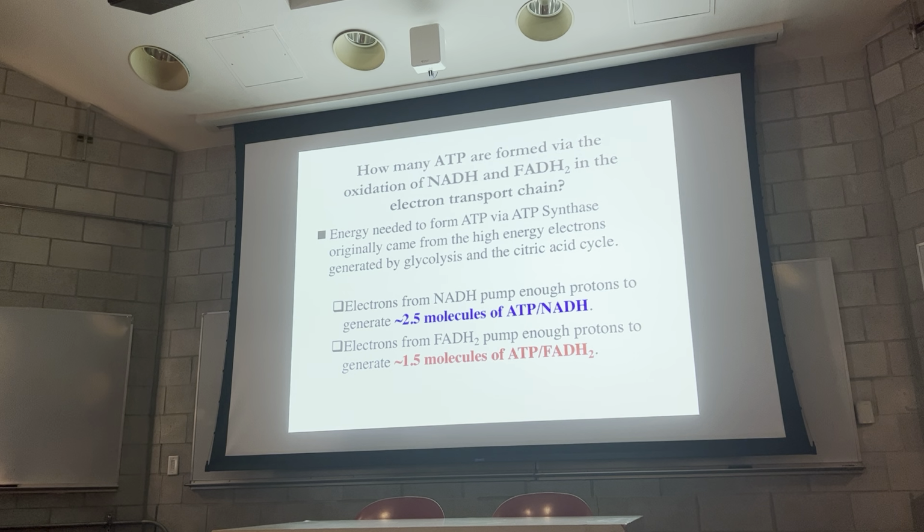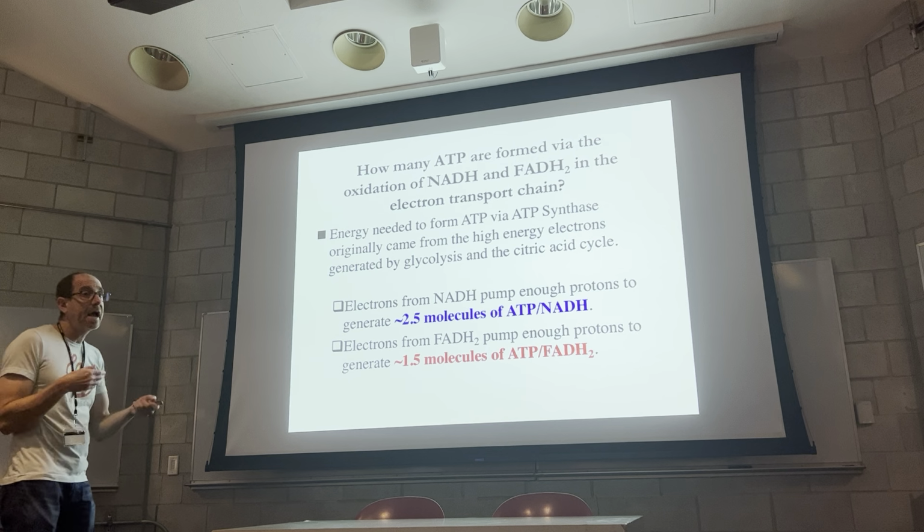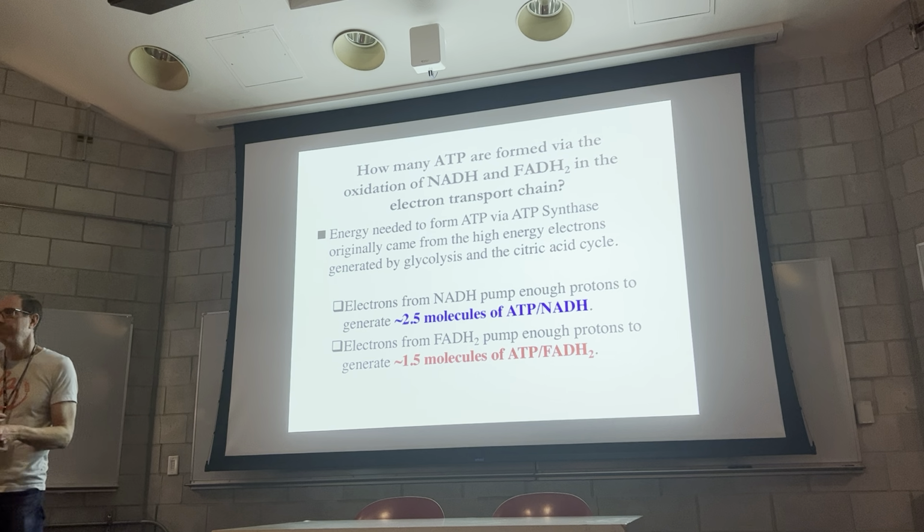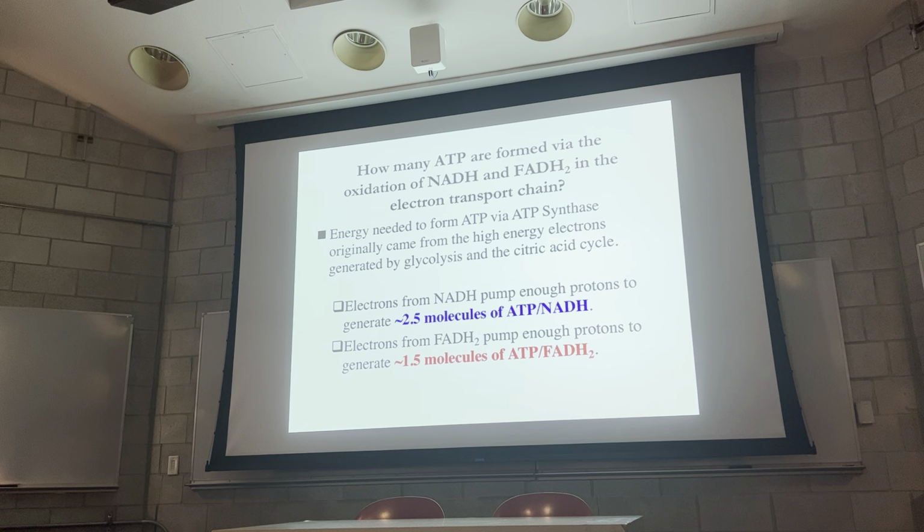And through calculations that, frankly, the book doesn't go into, based off of what I just told you, if you actually know how many protons are pumped across the membrane upon the oxidation of NADH or FADH2, you can get an idea, if you make a ton of assumptions, how many ATP are generated. And when you do that, you can see that each NADH is going to generate approximately 2.5 molecules of ATP. And each FADH2 is going to generate approximately 1.5.